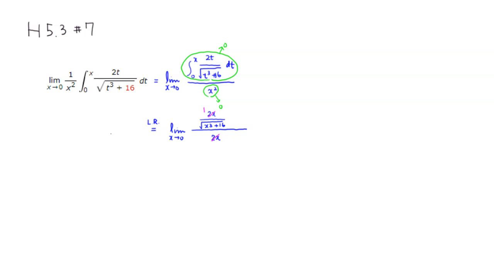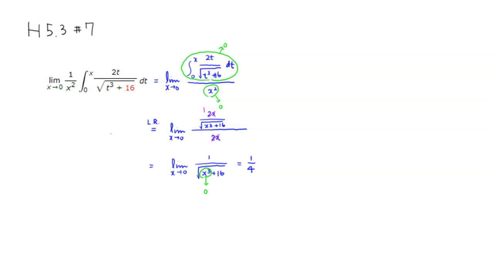If you clean it up, you're going to get the limit as x approaches 0 of 1 over the square root of x cubed plus 16. Then x is going to 0, so you can see that the x cubed disappears. What's left is 1 over the square root of 16. The square root of 16 is 4, so it's going to be 1 over 4.